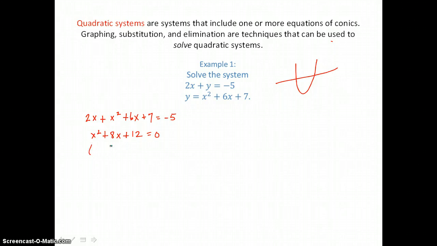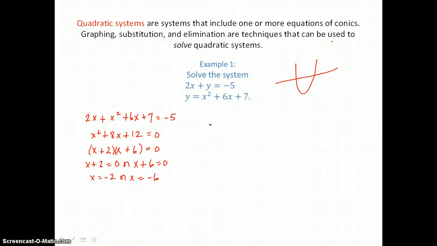Now we should try and factor this trinomial into a binomial times a binomial. Factors of x squared go first. Factors of 12 that add to give us 8 are 2 and 6. Make them both positive, so that positive 2x plus positive 6x is positive 8x in the middle, and positive 2 times positive 6 is positive 12. So those are the correct factors, and now we can use the zero product property and set those factors equal to 0 and solve for x. So we find out x is equal to negative 2 or x is equal to negative 6.